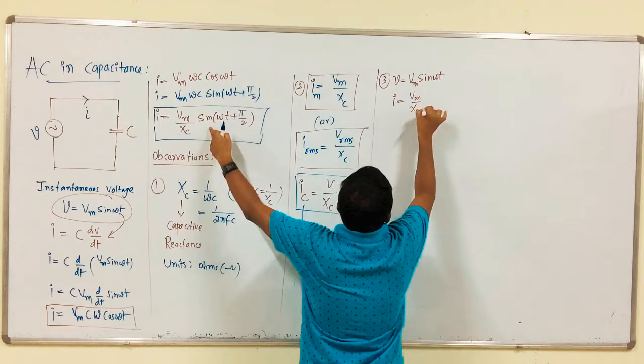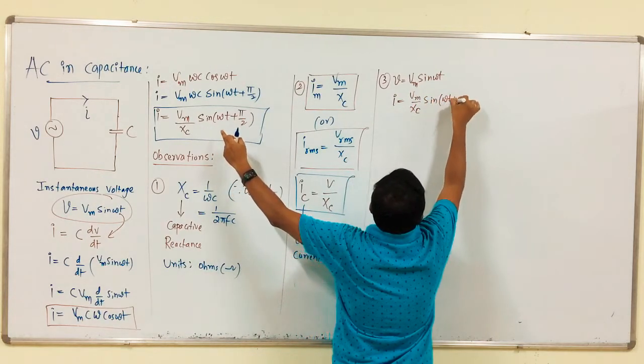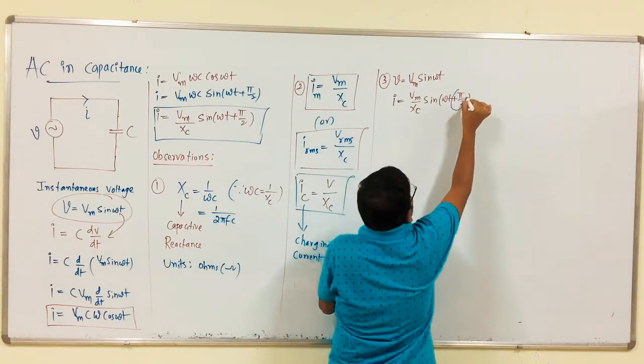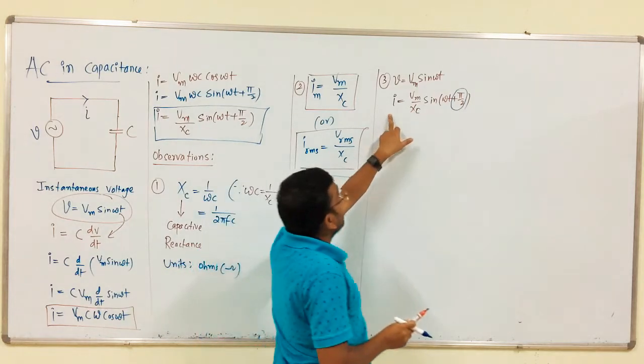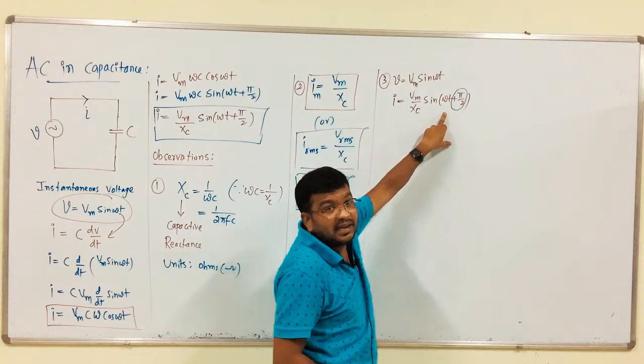V m by X c sin(omega t plus pi by 2). Here, plus pi by 2 means what? Current leads voltage by 90 degrees, exactly 90 degrees.